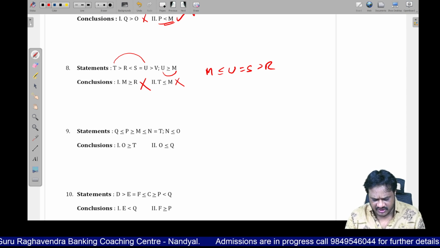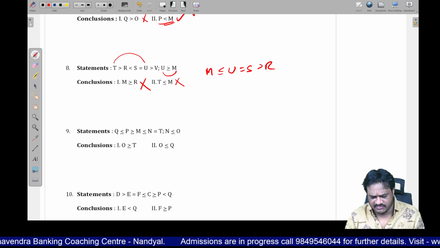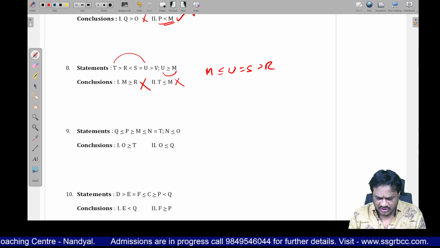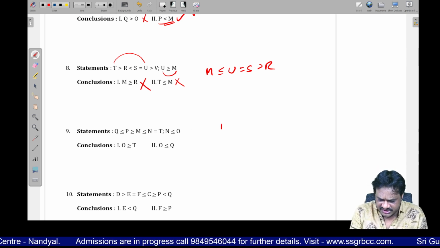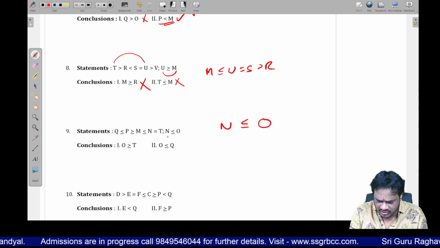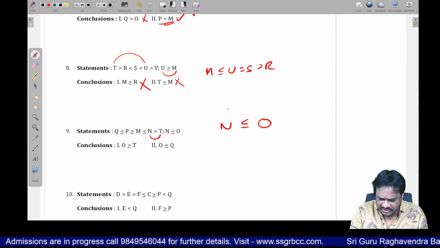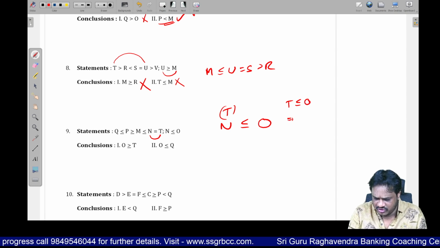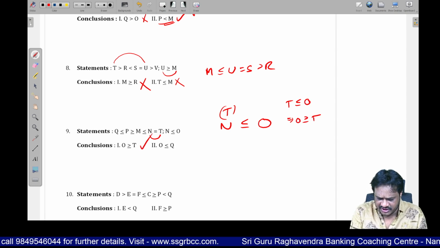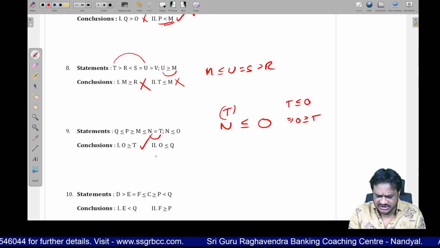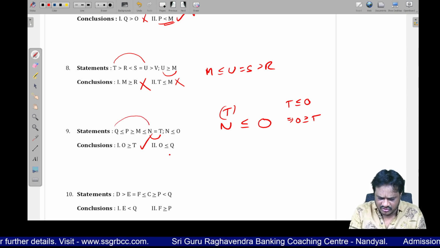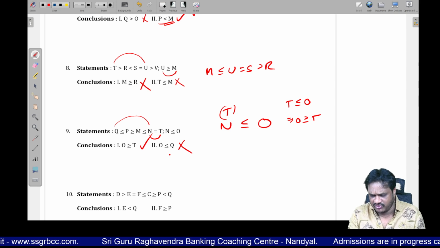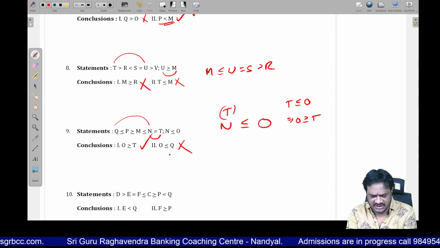Ninth question. Q less than or equal to P, P greater than or equal to M, M less than or equal to N, N is equal to T and N less than or equal to O. Now O greater than or equal to T. See here, N less than or equal to O, but N is equal to T. That means instead of N you can write T. Therefore T less than or equal to O or O greater than or equal to T definitely follows. O less than or equal to Q. From Q to N only there is no common symbol. So you can't establish the relation between O and Q also. Second one does not follow.